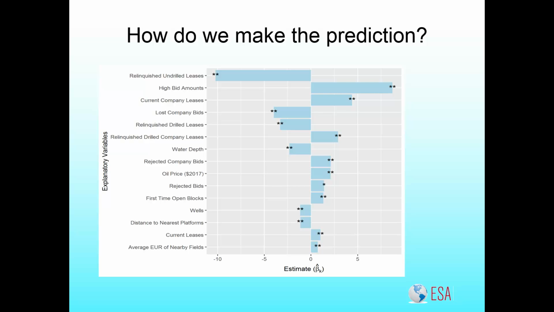It's actually going to the left, so that negatively influences bidding. You're less likely to bid there. If you relinquished a lease and it was undrilled, this company is very unlikely to go back to it. But if you are in an area with very high bid amounts, you can see that goes to the right. It's also a very large bar, so that greatly increases the likelihood that this company will go and bid there. And then you can see that same thing happens for all the variables going down.